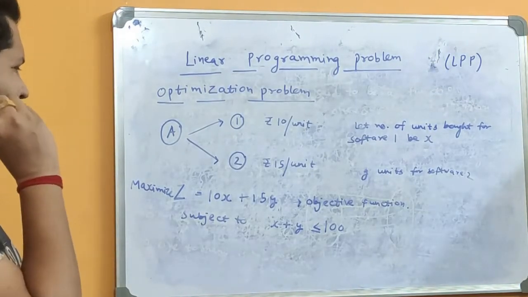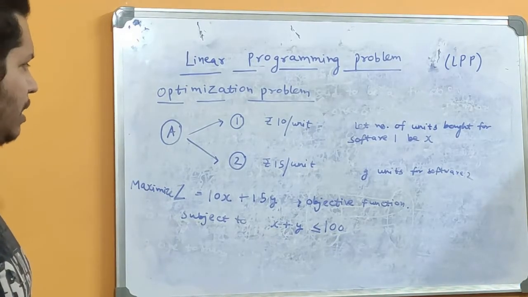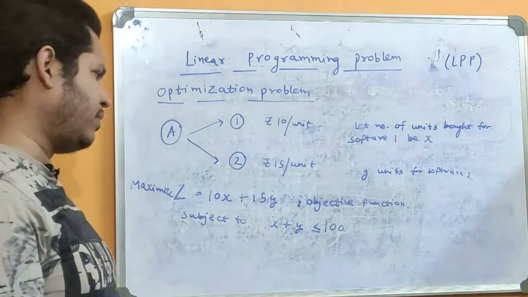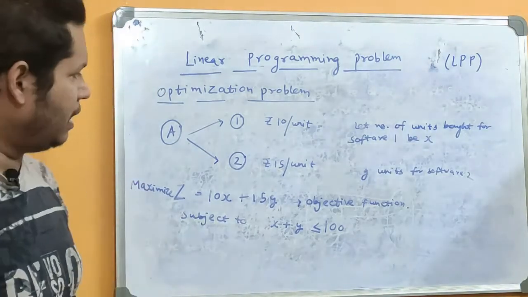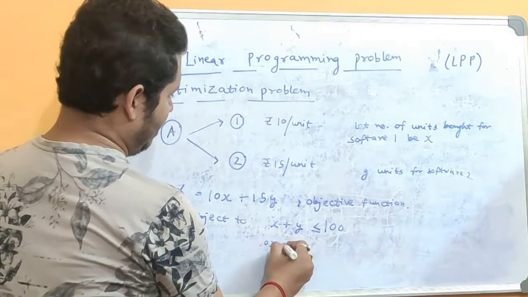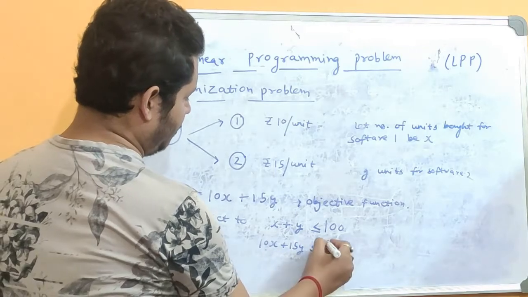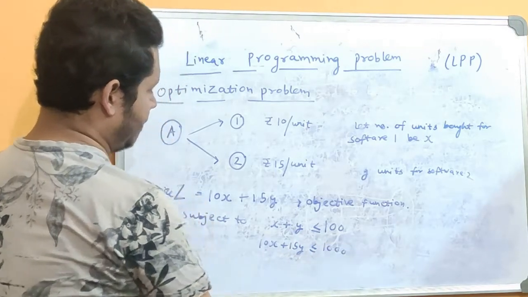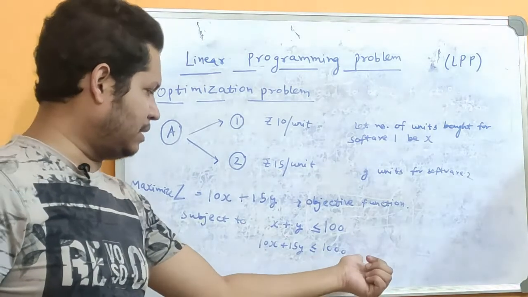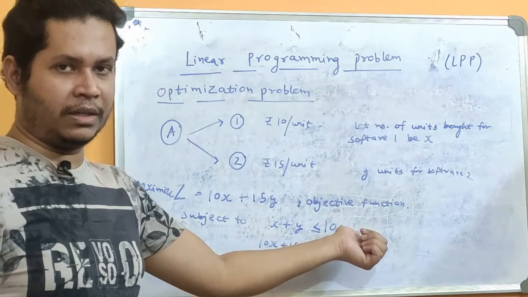Okay. Now one more condition: the total investment cannot exceed, for example, 1,000. In that case, the investment should be 10x plus 15y, and that should be less than or equal to 1,000. So these are the two constraints we have. This is the budget constraint and this is the number of units constraint.